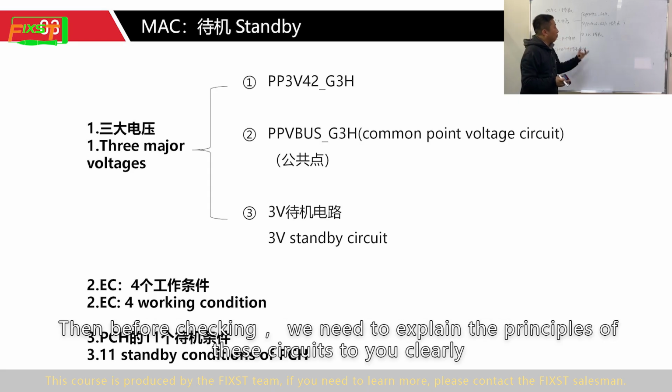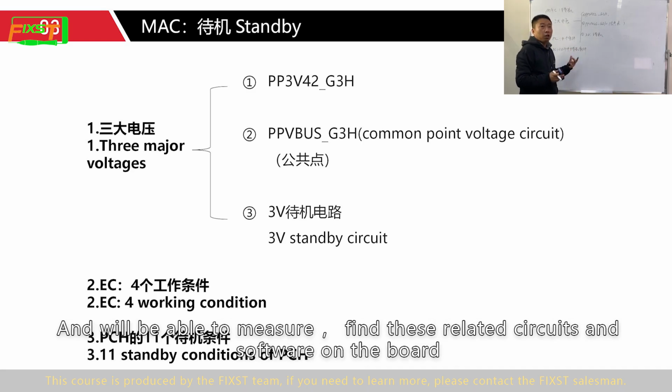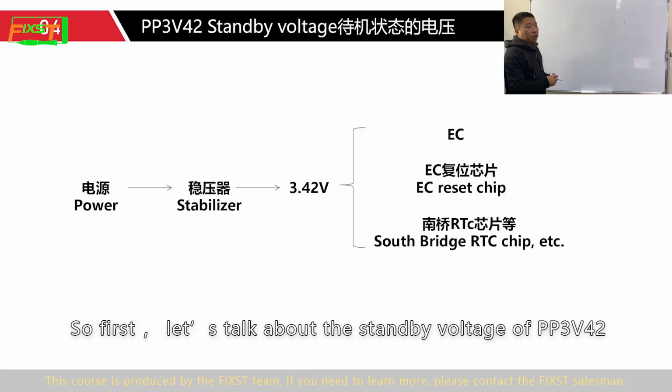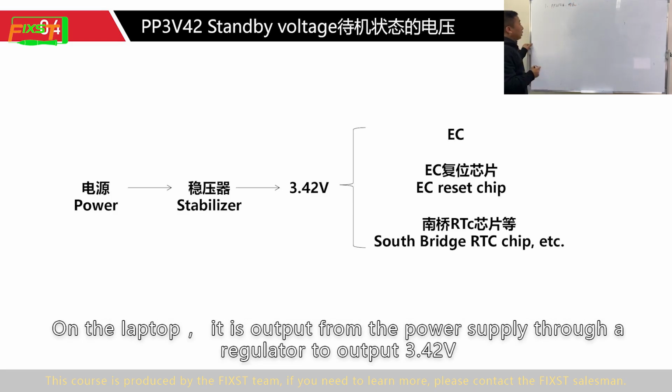Before checking, we need to explain the principle of this circuit to you clearly, so that we'll be able to measure and find the related circuit and components on the board. So next, we first talk about the PP3V42 circuit, how its voltage is generated. First, let's talk about the standby voltage of PP3V42. On the laptop, it outputs from the power supply through a regulator to output 3.42 volts.